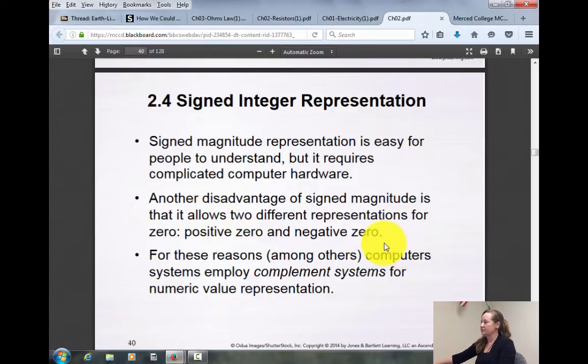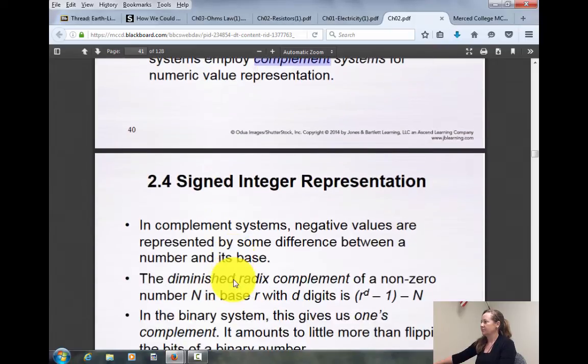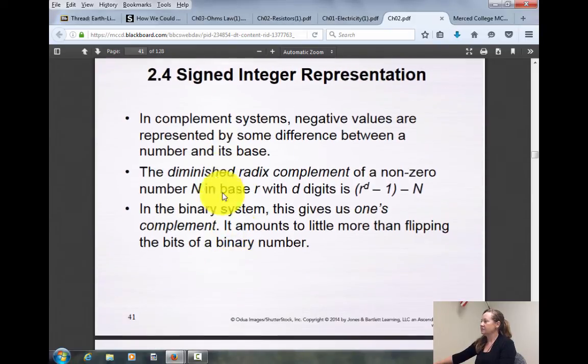Okay. For these reasons, among others, computer systems employ complement systems for numeric value representation. So that's what we're going to look at now, is how to take a complement of a number and how we can use that to add a positive number and a negative number more easily than just borrowing. So in complement systems, negative values are represented by some difference between a number and its base.